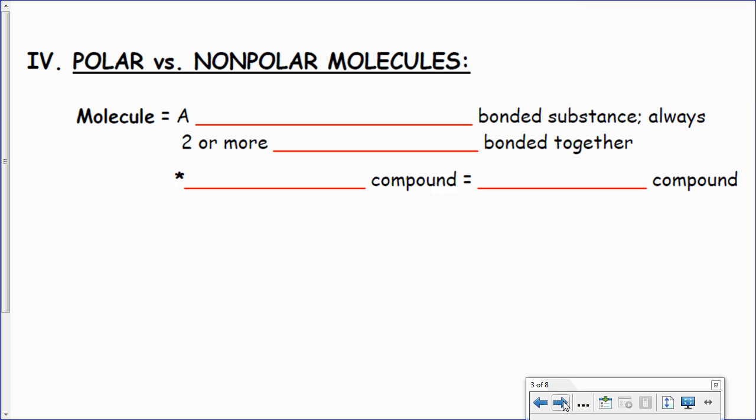So first of all, a covalently bonded substance always has two or more nonmetals together. They're bonded together, and molecular compound is what we call a covalent compound. So that's a synonym: molecular, covalent. That's what we mean when we say a covalent compound. It's a molecule. Two or more nonmetals sharing electrons in order to make that happen.